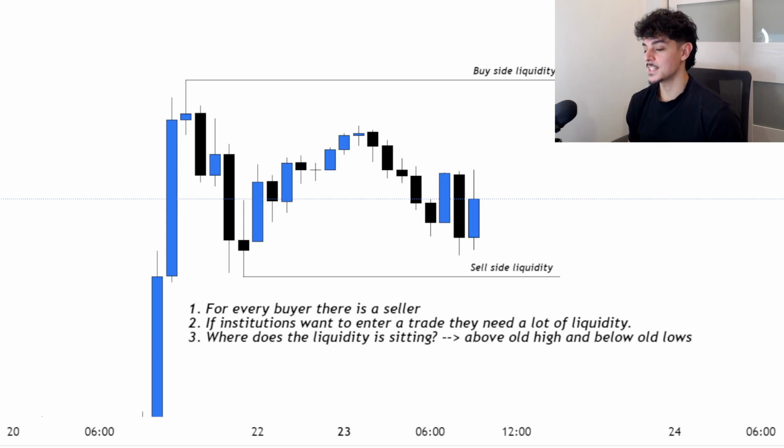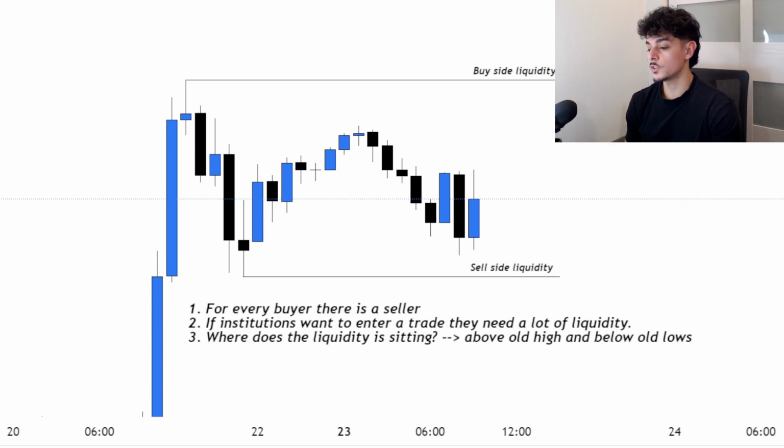Now you're probably asking, what is driving the market? Is it institutions? Is it retail traders? And the answer is institutions and their algorithms. Why? Because they have a lot of size. They have a lot of buying and selling power, which can drive the market in both directions. So right here, this leads us to point number 2.